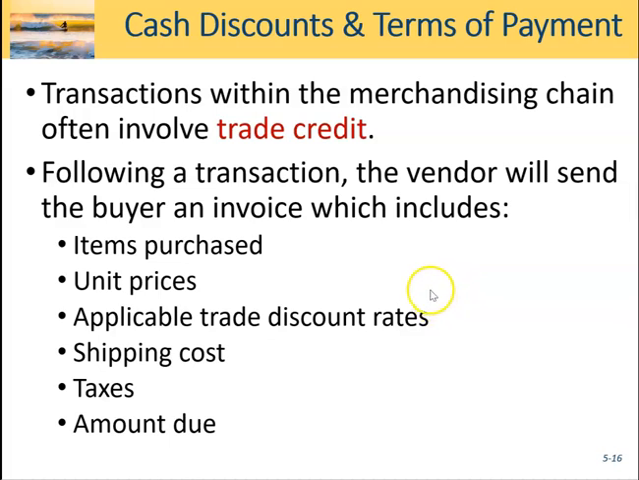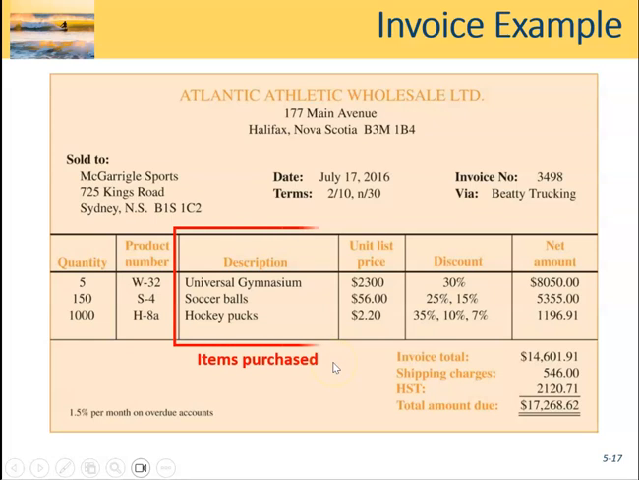Many of you will have seen something similar to this in accounting, financial accounting 1, and definitely in financial accounting 2. So let's have a look. Okay. So first of all, on an invoice, we have an invoice from Atlantic Athletic Wholesale Limited, and they're being sold to McGarrigle Sports. Sorry about that. Okay, so on here it says what's being sold, what the list price is.